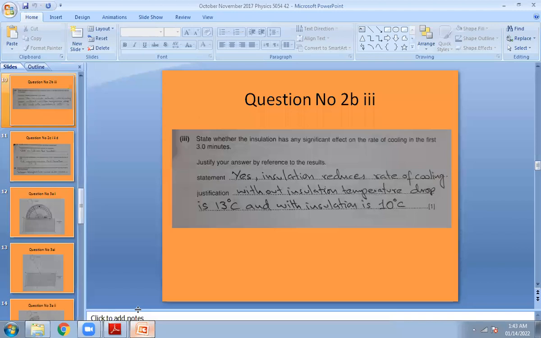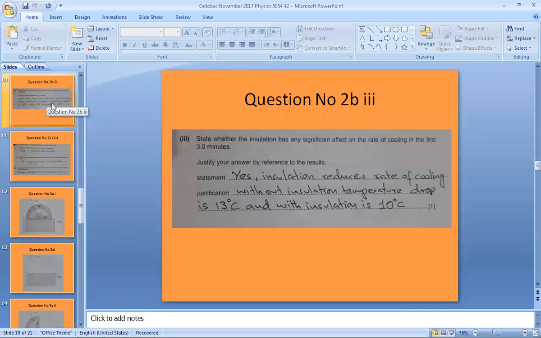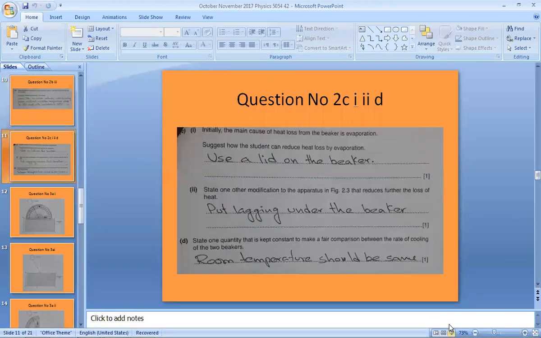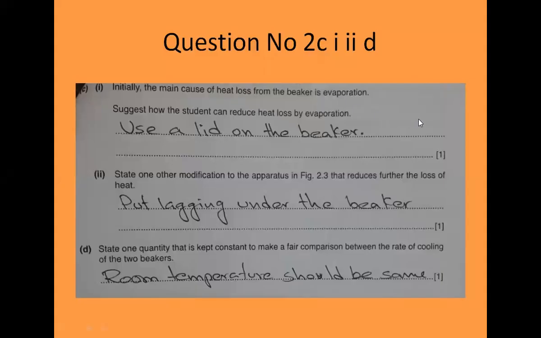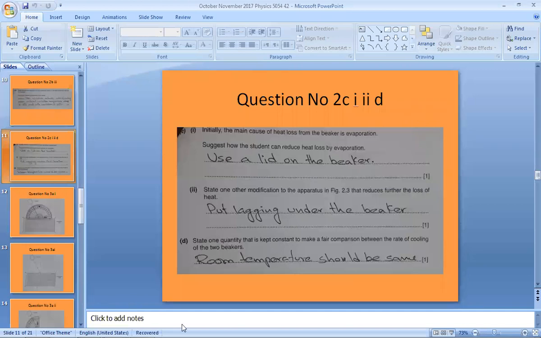So let me show you my answer. So here we go. How can the student reduce the heat loss by evaporation? Use a lid on the beaker. State one other modification to the apparatus that reduces further the loss of heat. Put lagging under the beaker. And state one quantity that is kept constant to make a fair comparison between the rate of cooling of the two beakers. Room temperature should be the same for both beakers. So this is question number 2. We are done with question number 2.